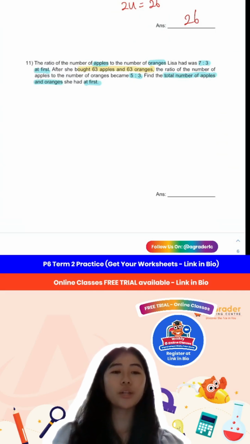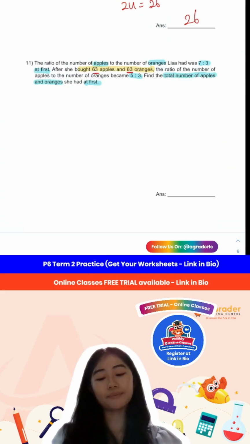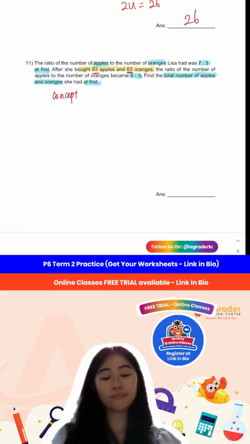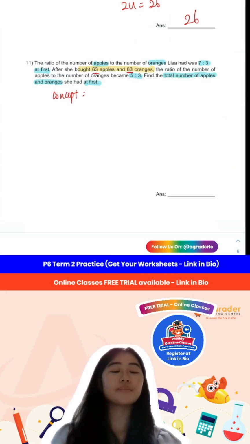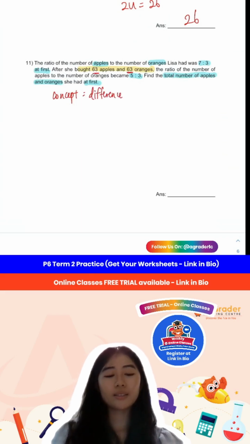She bought 63 apples and 63 oranges. You notice that it's the same number, right? What concept applies here? Okay, so the tree master poop and Yen Boon says it's a difference unchanged. Very good. Excellent. It is difference unchanged, not total unchanged.